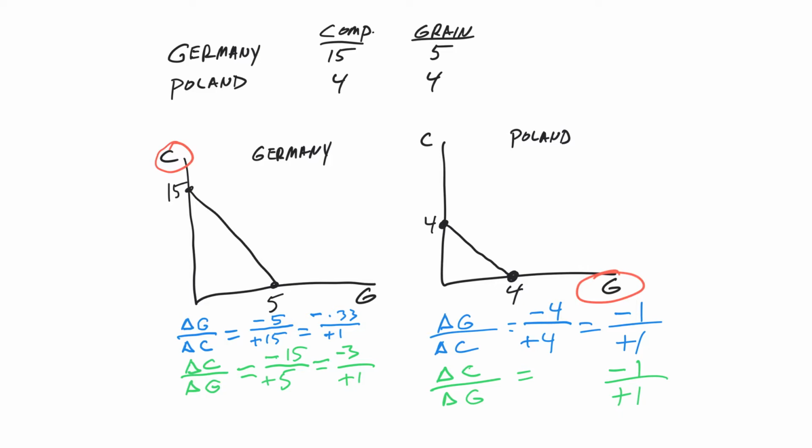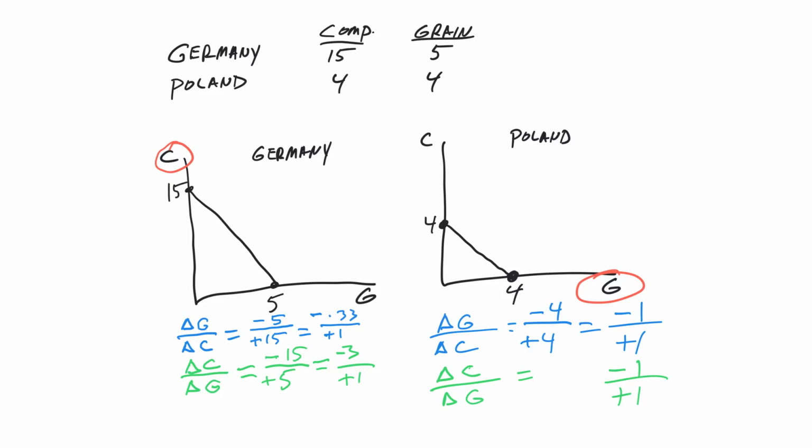The next question asks, which should they specialize in? Well, each country should specialize in the area of their comparative advantage, and then trade what they're producing for the good in which they do not have a comparative advantage. So Germany should specialize in computers. They should produce 15 computers, and if they want to eat, they will trade some of those computers for grain produced in Poland. And Poland will specialize in grain, and if they want to buy some computers, they'll trade some of that grain they produce and buy computers from Germany.